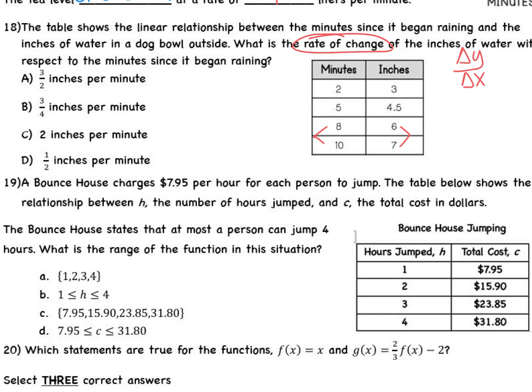How do we go from 6 to 7? Plus 1. How do I go from 8 to 10? Plus 2. So is it 1 over 2 or 2 over 1? This is my y and this is my x always. So my y is changed by 1 and my x is changed by 2. So which one says that? D. Notice letter C is 2, so if you flip it the wrong way, that's an option, so be very cautious.